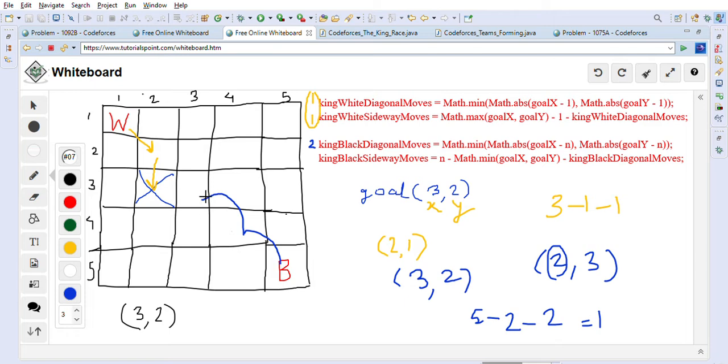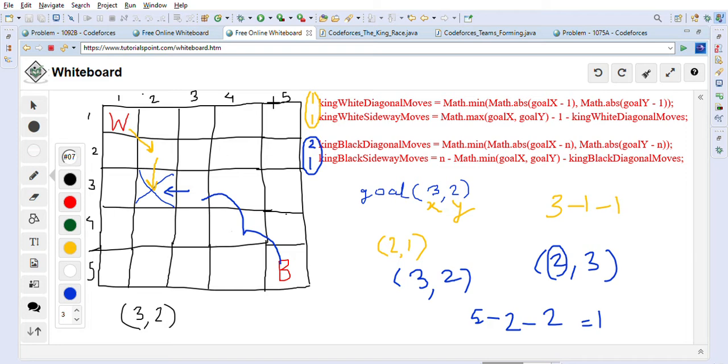So 1, why 1? Because from here to here you will take one move, right? So total 3 moves, 2 plus 1 is 3 moves. So we have calculated the number of minimum moves for white king and black king. We found 2 and 3. So whatever is minimum will be the winner, right? So white king will be the winner.